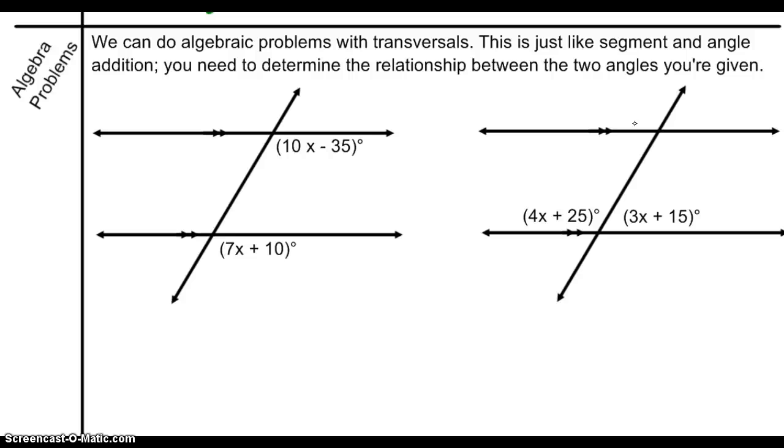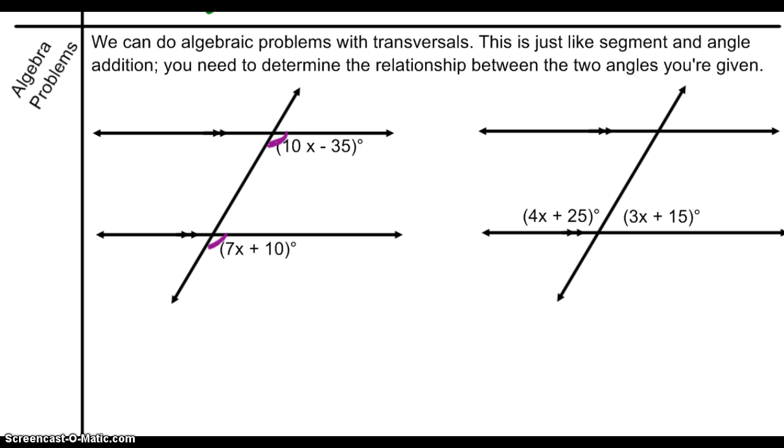This is just like segment angle addition that we were doing a week ago, and you need to determine the relationship between the 2 angles you're given. So let's take a look at the first one here. We've got this angle we're given, 10x minus 35, and this angle, 7x plus 10. First, let's think about what kind of relationship that is. Is it interior, exterior? What's going on?